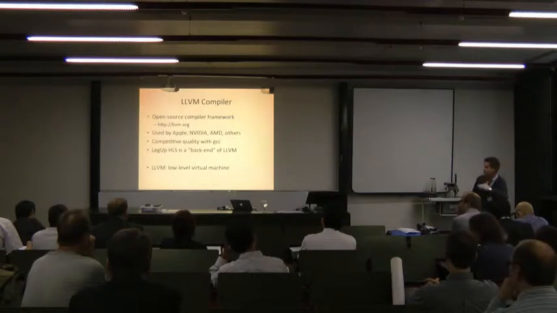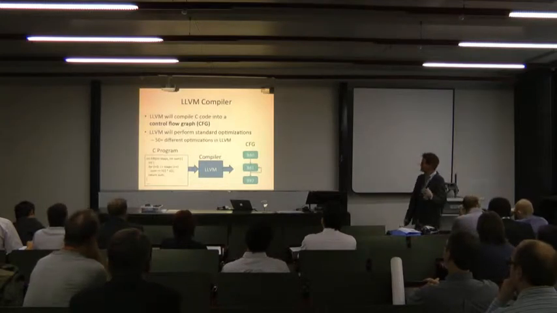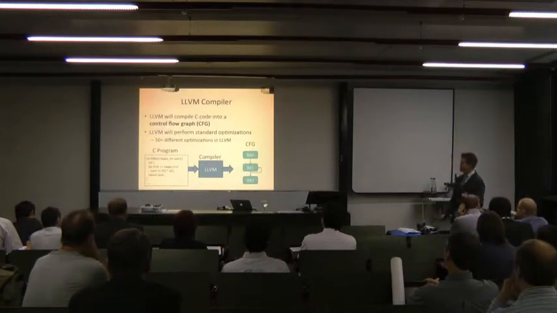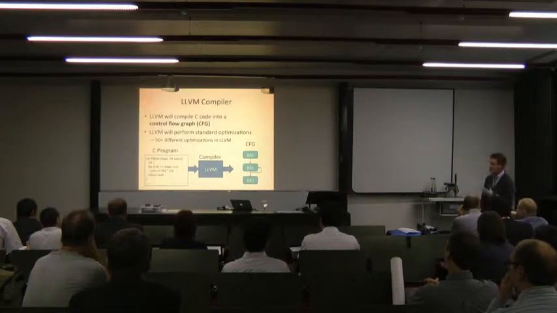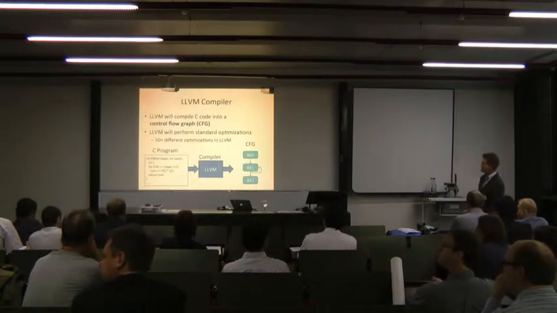So LegUp is actually back-end passes of the LLVM compiler. Now, LLVM takes your C code and it's going to compile it into a control flow graph. It's going to perform many, many optimizations on that C code. In fact, there's over 50 different optimizations in LLVM. And it's going to compile it into a control flow graph.